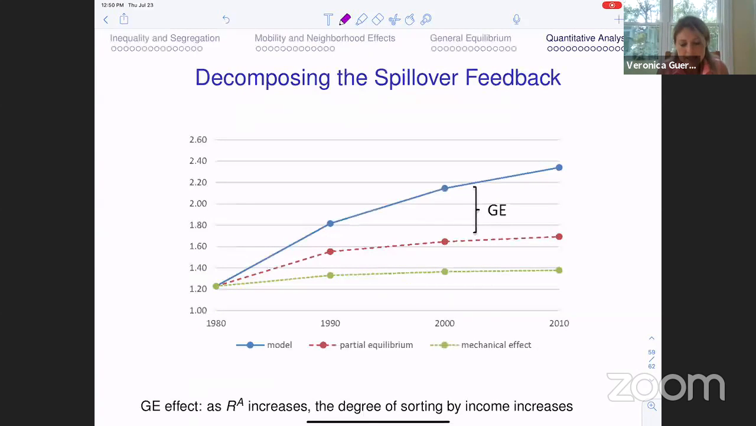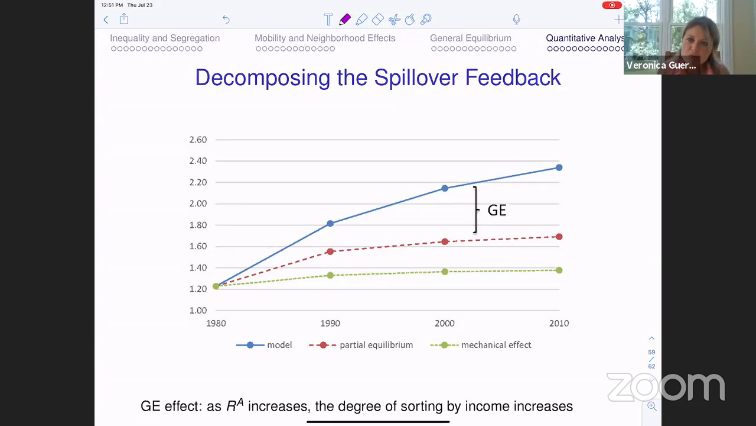And now the other thing that we do is assess how important the general equilibrium effect is. The blue line is the model. This is the gap, the ratio of the spillover between A and B. The ratio of the spillovers has been increasing, and this is why we are going to have this feedback effect from increasing residential segregation to increasing inequality, back to increasing inequality, and so forth.